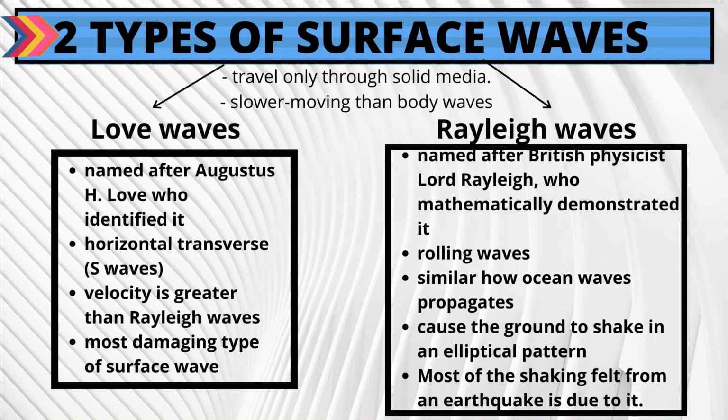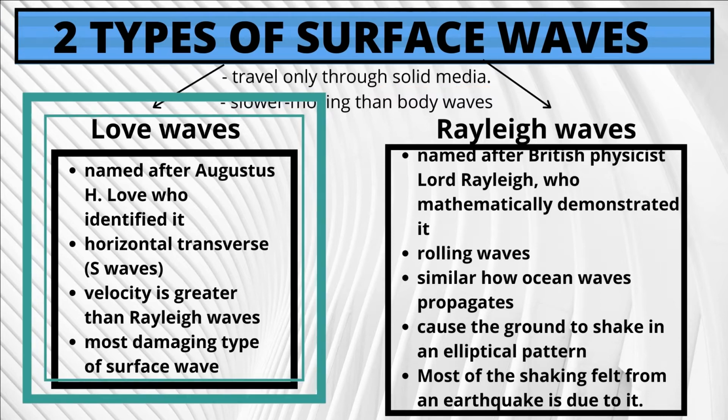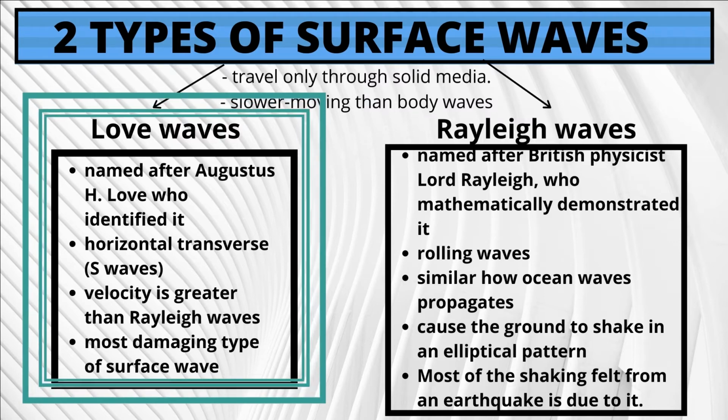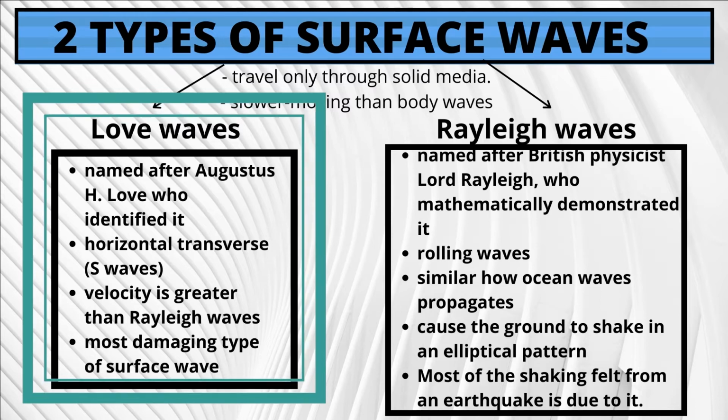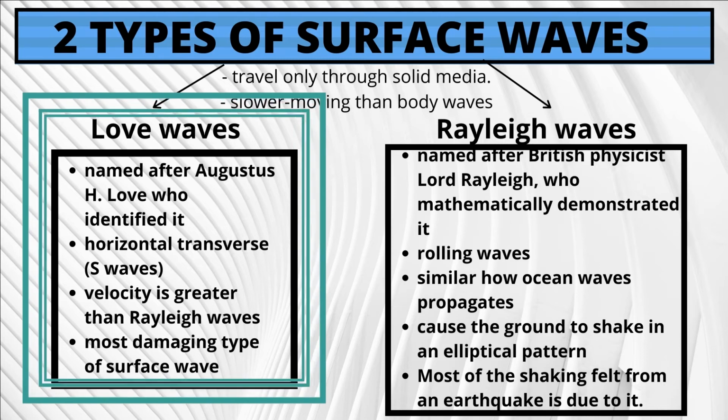There are also two types of surface waves, Love waves and Rayleigh waves. Surface waves travel only through solid media, slower moving than body waves. Love waves, named after Augustus H. Love who identified it. A horizontal transverse wave. Velocity is greater than Rayleigh waves. The most damaging type of surface wave.